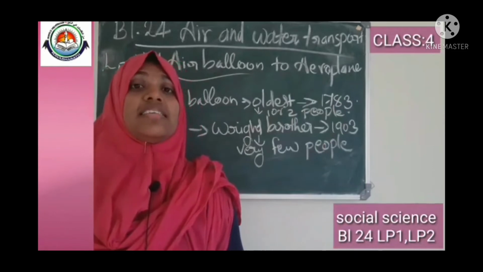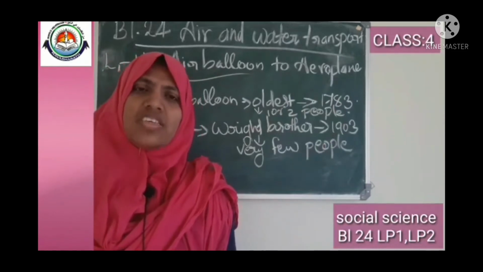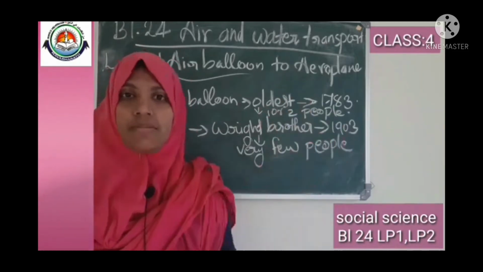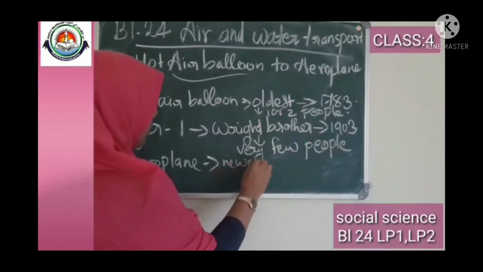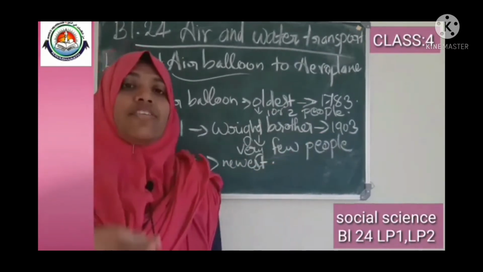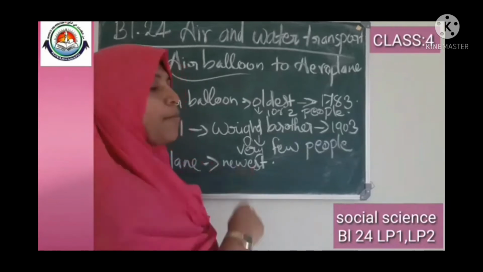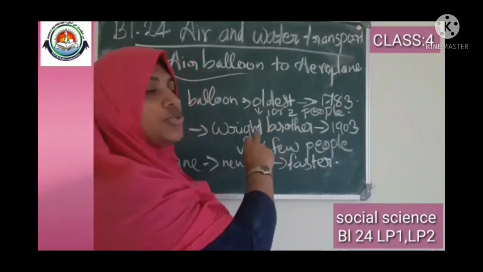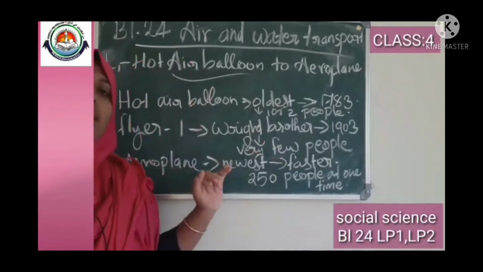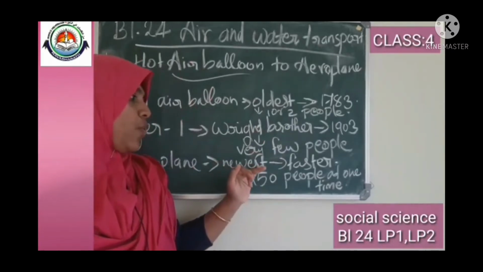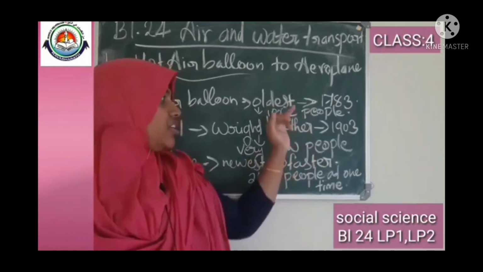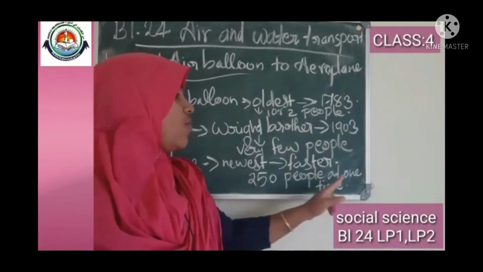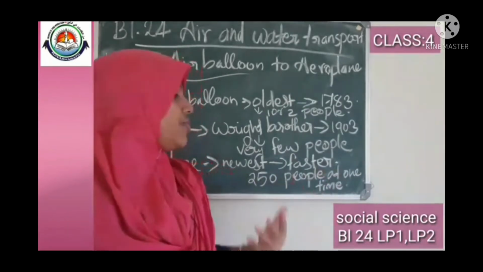Then we can discuss the newest type of aeroplane. Which is the newest type of aeroplane? The modern aeroplane that we see today is the newest type of aeroplane. Modern aeroplane is faster than all the other 2. It is faster than the other 2 and it can carry 250 people at one time.